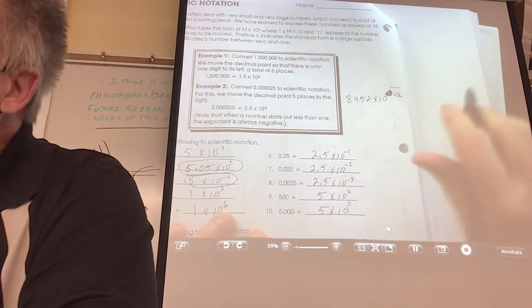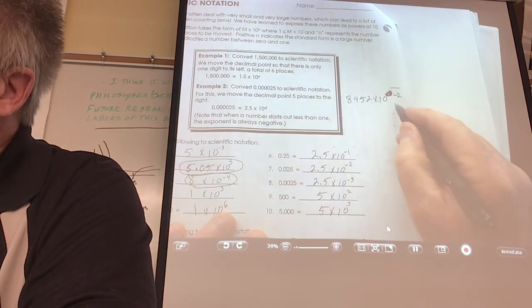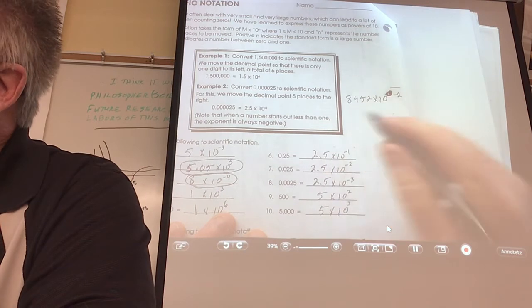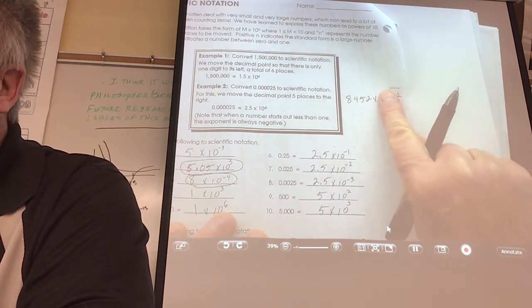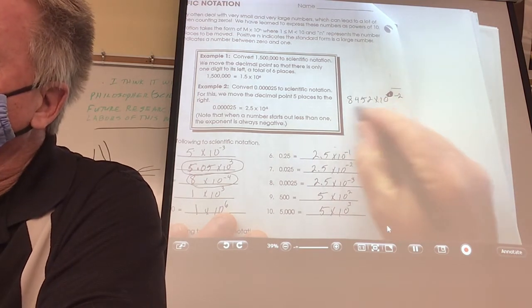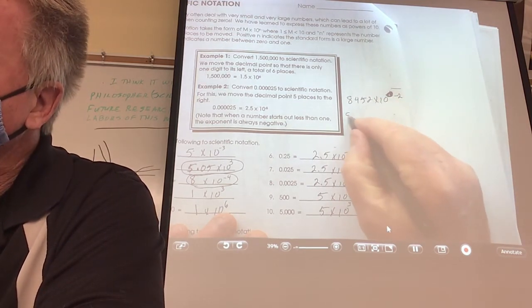Now what I'm going to do is, hey, you're not in scientific notation because, see this part? You're not between 1 and 10, are you? So what I'm going to do is I'm going to act imaginary. I'm going to forget that, see this 10 to the minus 2? I'm going to act like I don't see it. Put this part in scientific notation. Okay.